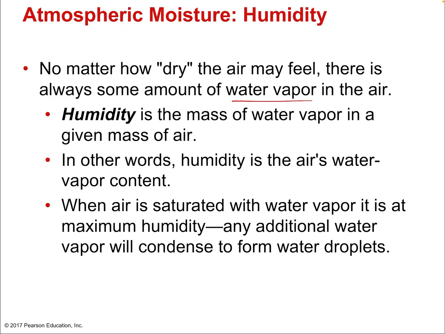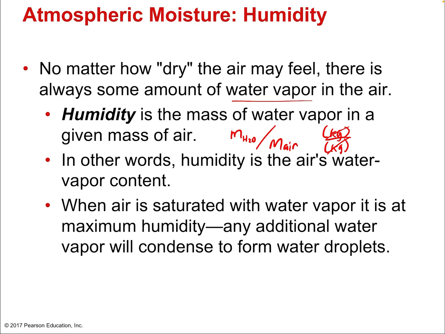Humidity is the mass of water vapor in a given mass of air. So it's a ratio of masses. So mass of H2O over the mass of air. Dimensionless, there's no units of humidity because it is just a ratio of masses, which is to say kilograms over kilograms. So obviously those cancel out. So that's why this ratio doesn't have any units, okay? In other words, humidity is the air's water vapor content, right? Helpful way of thinking about it.